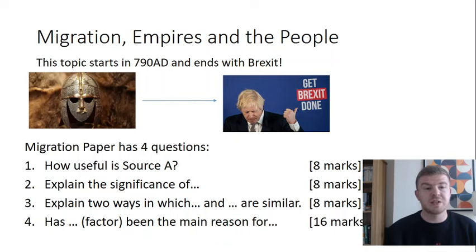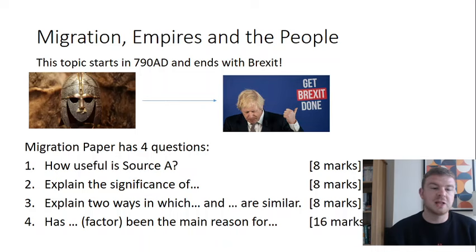And when you sit your exam, you'll have 4 questions. The first one is a source question that you'll have practiced many times before, and we will have parts of our video where we'll look at what type of practice questions you could do. First one, how useful is source A? Secondly, explain the significance of either a person or an event, and to answer that you might want to look at short-term and long-term significance.